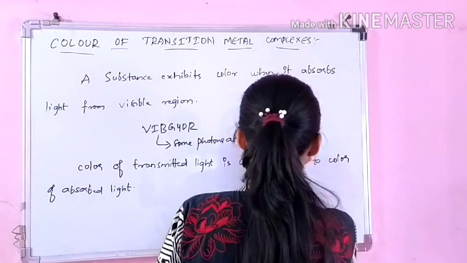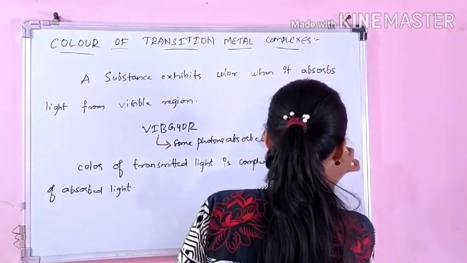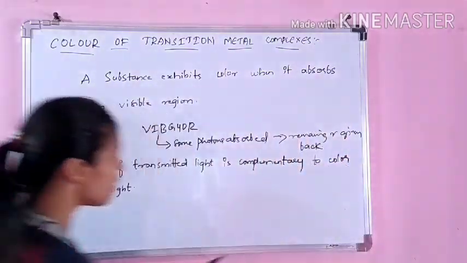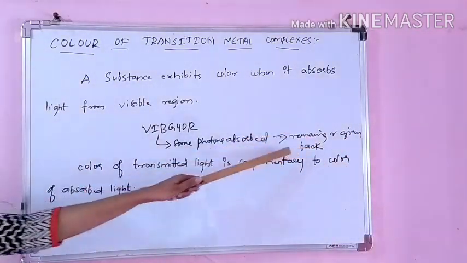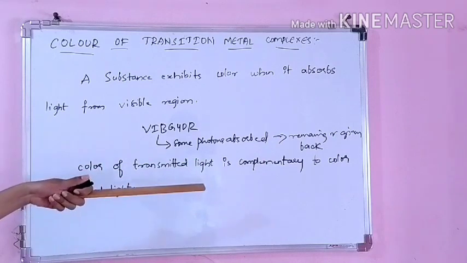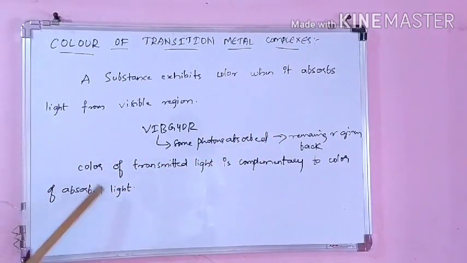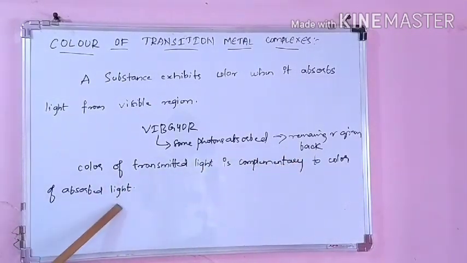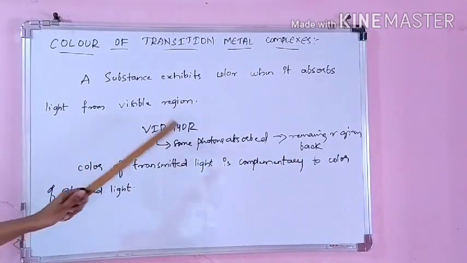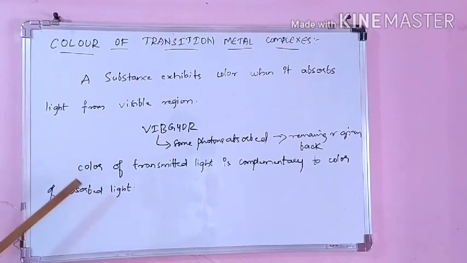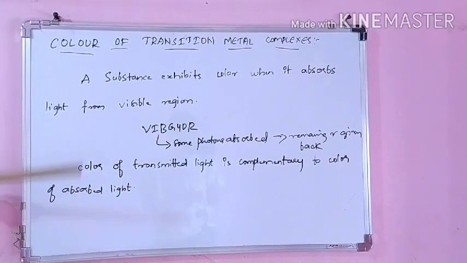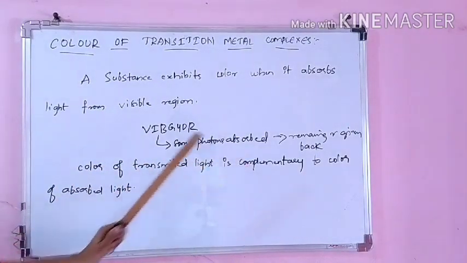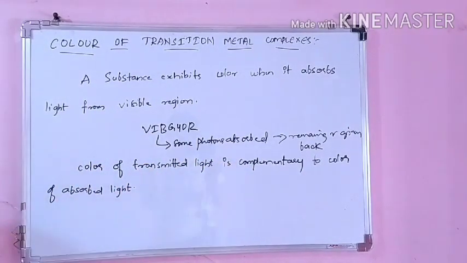Some photons will be absorbed, and the remaining are given back. These photons which are given back will exhibit the color. That is what I have written: color of transmitted light is complementary to the color of absorbed light. Whatever light you absorb will not be completely absorbed; only a little of the light will be absorbed, and it will give back some light. That light is seen as the complementary color. I will show you now how to find this complementary color.